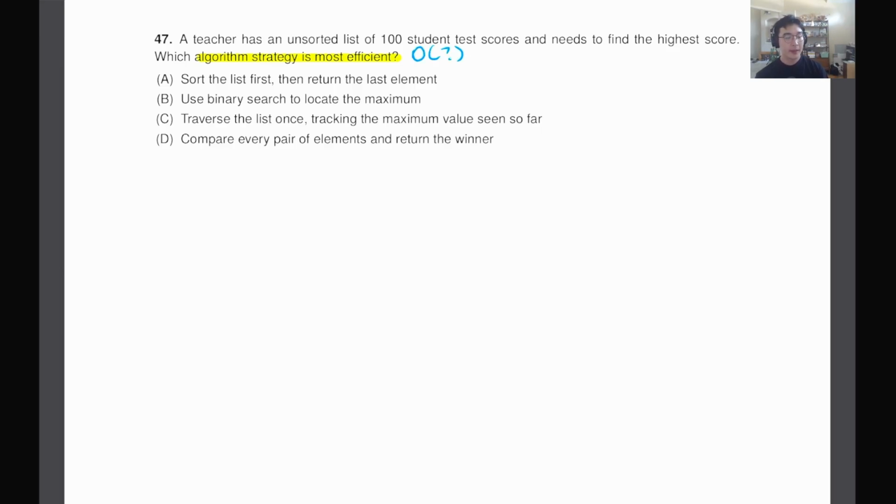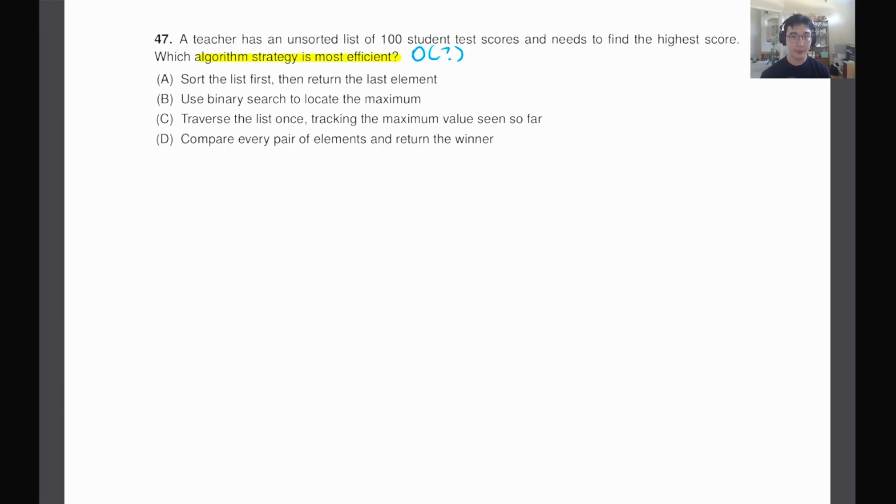Okay? And let's look at A, B, C, D. A. Should we sort the list first and then return the last element? Well, if we sort the list first from ascending order, lowest to highest, then the last element should be the highest score, right? So that sounds pretty good, but how long does it take to sort a list of the algorithm strategies that we know?